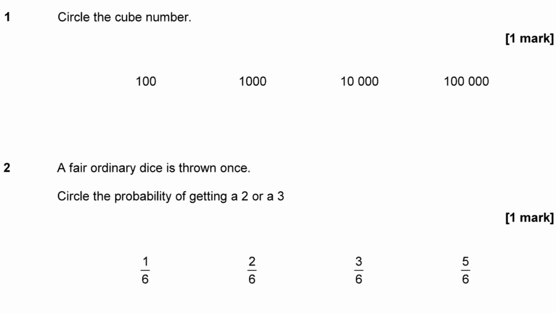Question 1. Circle the cube number. Well, we've got some numbers here. 100. What's 100? 100 is 10 times 10, isn't it? Which is 10 squared, so that's not a cube number. 1,000 is 10 times 10 is 100 times 10 is 1,000, isn't it? So it's 10 times 10 times 10, which is 10 to the 3. I think that is a cube number.